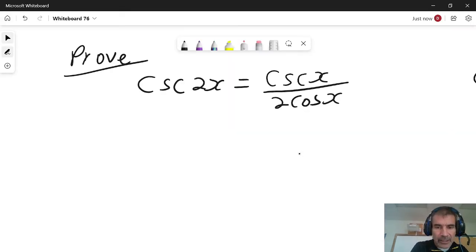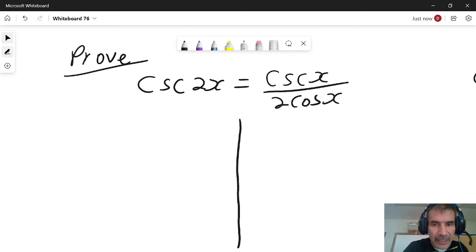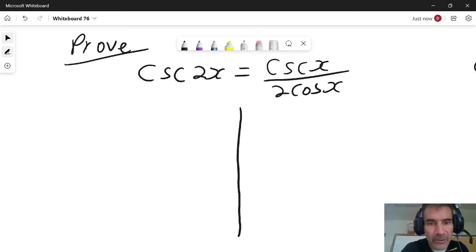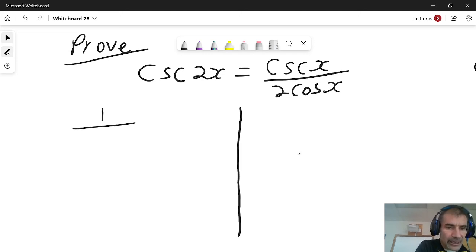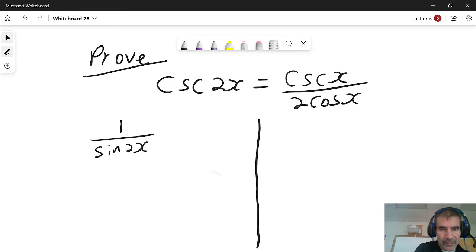I'm going to split this up so that we have a left side and a right side. And I'm going to independently manipulate the left side and the right side and then see if we can get them equal to each other. That's going to prove that the left is equal to the right. The cosecant of 2x is 1 divided by the sine of 2x. That's simply the definition of cosecant.